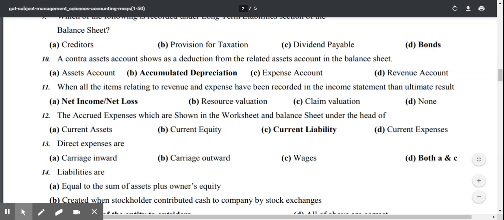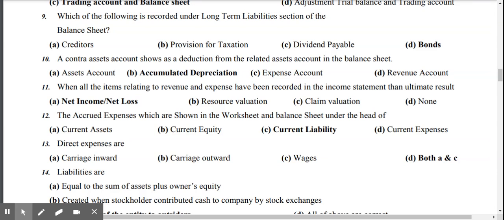A contra assets account shows as a deduction from the related assets account in the balance sheet. What it would be is the accumulated depreciation, not the expense account, not the revenue account. So it would be the accumulated depreciation. The contra assets account shows a deduction from the related assets account. They have already mentioned the assets account, so you don't have to go for the assets account, but when it's telling you that it's a deduction, then you would have to talk about the depreciation.